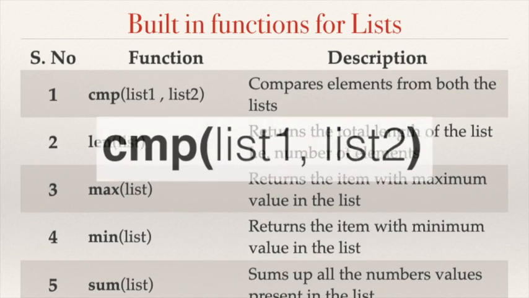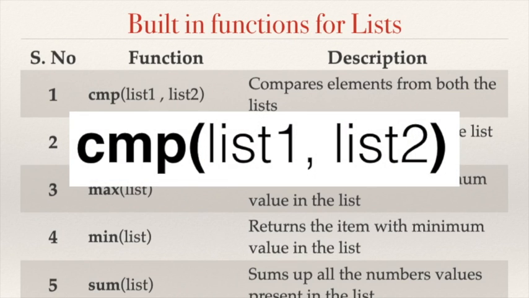The first function, cmp, takes 2 list arguments and compares them. If the first list has a greater sum of elements than the second list, then 1 is returned. If they have an equal sum, then 0 is returned, and if the second list has a greater sum of its elements, then -1 is returned. This function is available only in Python 2.x versions and has been deprecated in versions 3.x onwards.